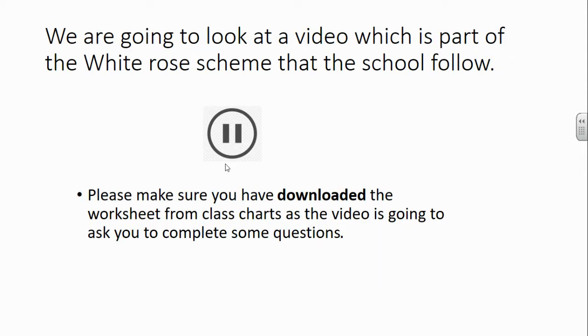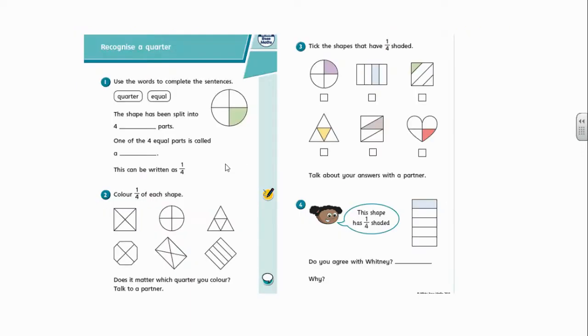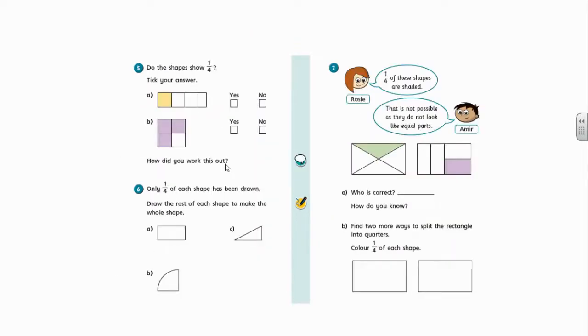Right, we are going to look at the video which is part of the White Rose scheme that the school follows. So please make sure you have downloaded the worksheet from Class Charts, as the video is going to ask you to complete some questions. This is what the worksheet looks like when you download it from Class Charts. So you've got 2 parts to it, and there are 7 questions there.